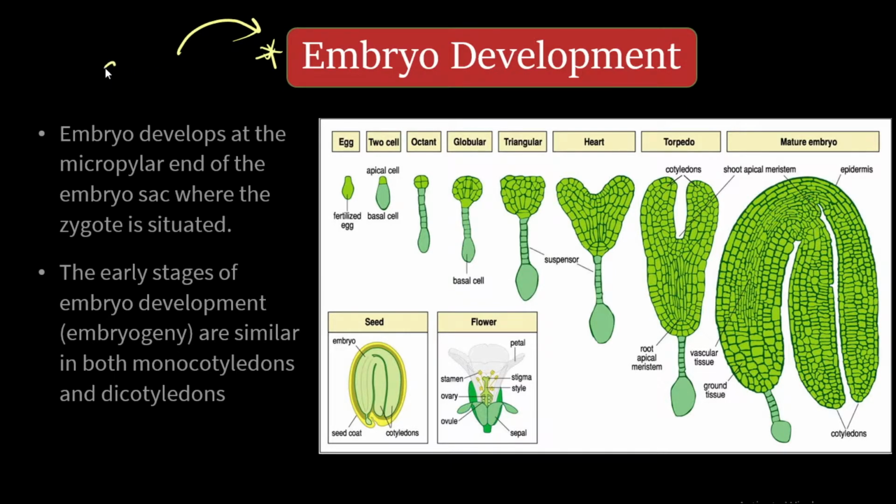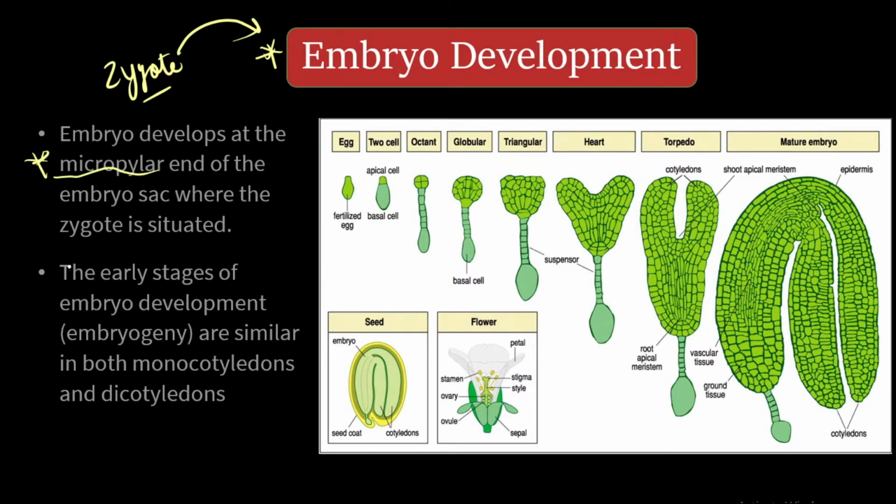So the first thing we need to understand is that the embryo is developed from the zygote by multiple divisions, or multiple mitosis, right? We know the zygote is present at the micropylar end of the embryo sac. So the development of the embryo also takes place at the micropylar end of the embryo sac, where the zygote is situated. So we are clear with this first point, right?